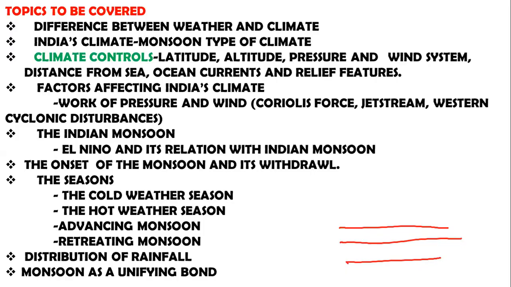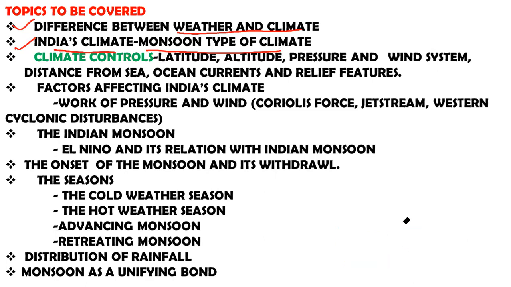So the topics that we have covered till now are the basic difference between weather and climate. We have covered India's typical climate, that is monsoon type of climate. Further, we have covered two climatic controls. They are latitude and altitude. In the next video, we will be studying about pressure and wind system.